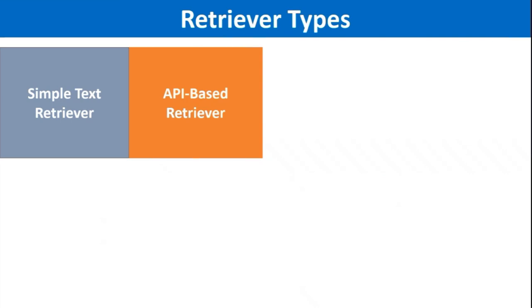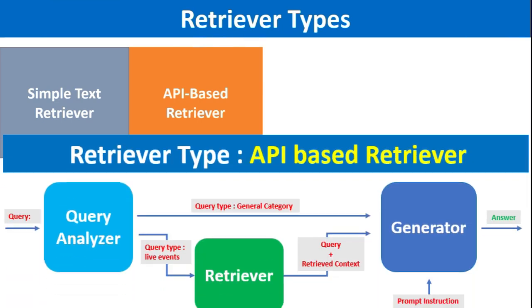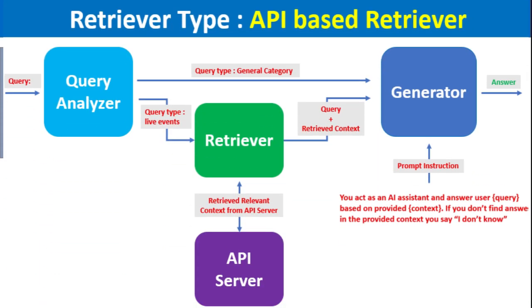Then there is the API-based retriever. The API-based retriever is ideal when you need real-time data such as weather updates, live stock prices, or live news. It works by making an API call to external servers to fetch dynamic data and uses this as context for the user query. This approach is powerful because it ensures the retrieval of live and up-to-date information. For instance, if a user asks for the current temperature in New York, the retriever fetches the live data from the weather API and passes it to the generator model.